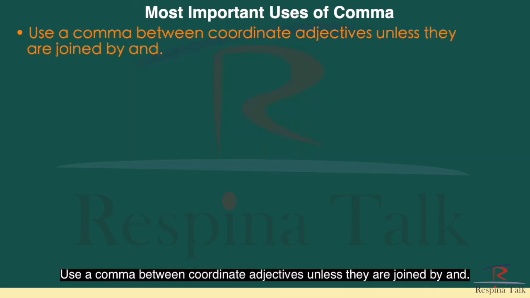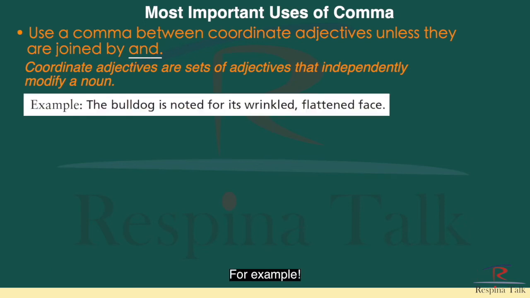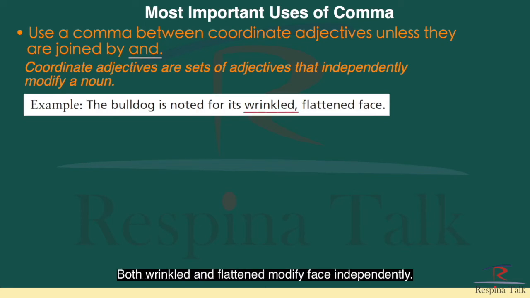Use a comma between coordinate adjectives unless they are joined by and. Coordinate adjectives are sets of adjectives that independently modify a noun. For example, the bulldog is noted for its wrinkled, flattened face. Both wrinkled and flattened modify face independently.